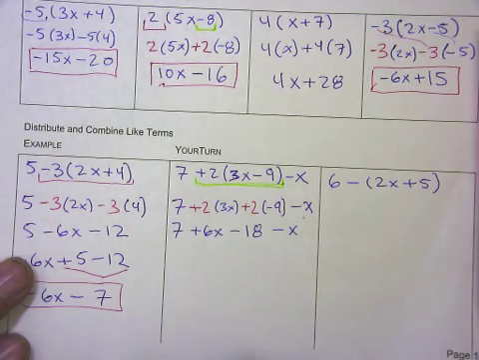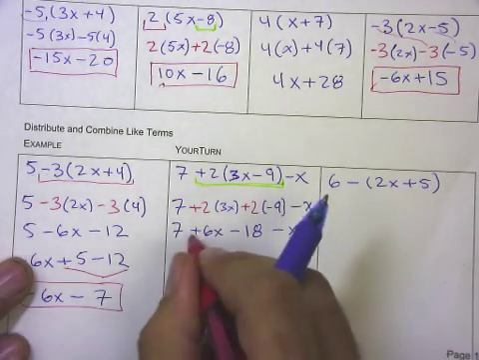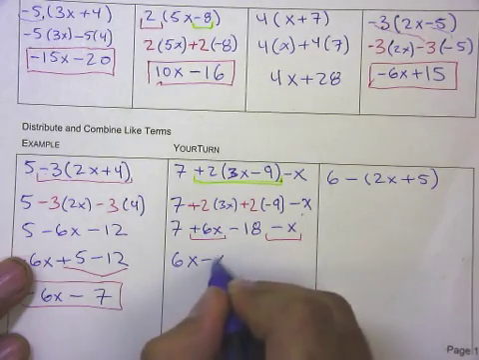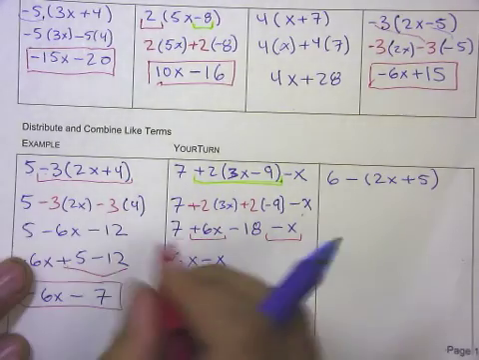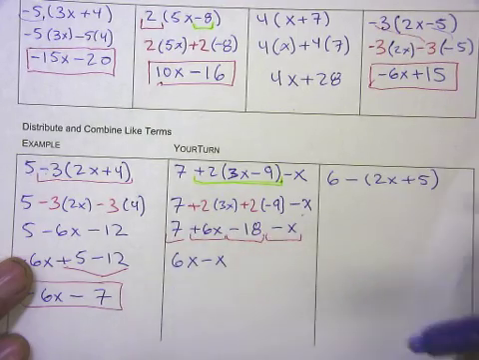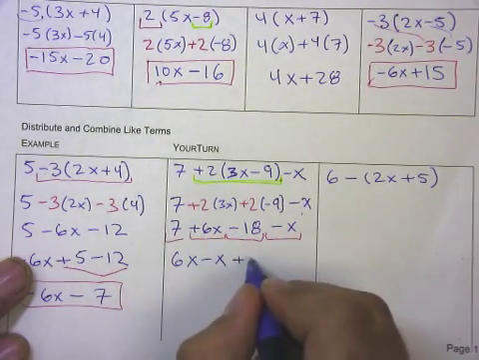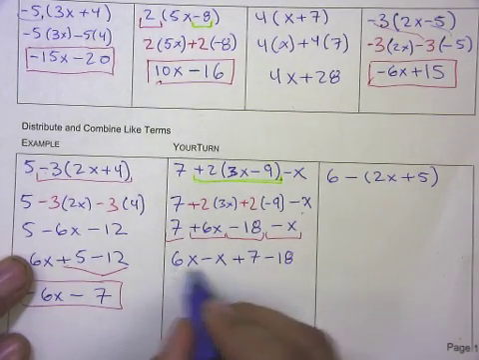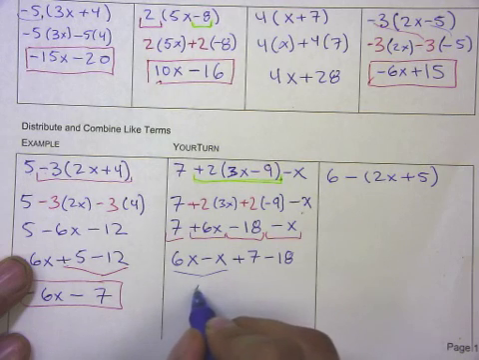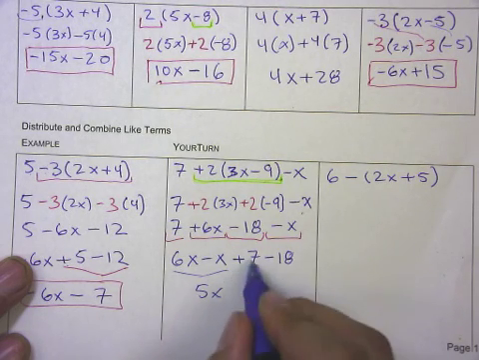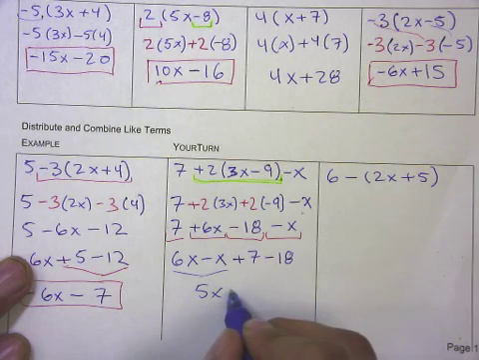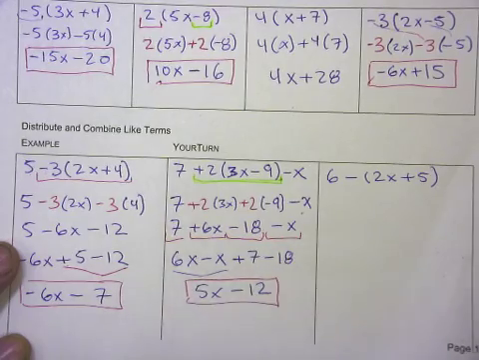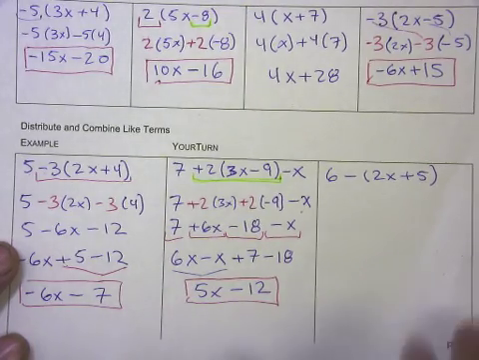Now I can reorganize and combine my like terms. I've got a 6x and a negative x, so that's 6x minus x. And I've got a 7 and a negative 18. So that 7 is positive, I'll write it as plus 7 minus 18. So this is going to give me 6x minus x is 5x, and positive 7 minus 18 is negative 12. Questions or concerns there? You can't ask me because this is a video.